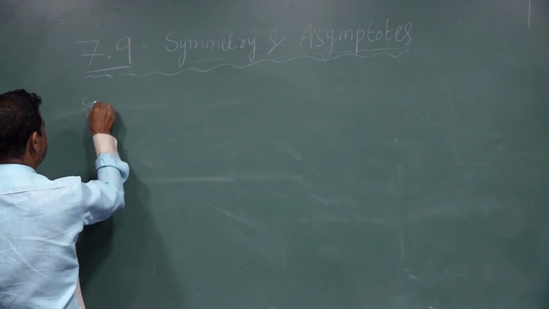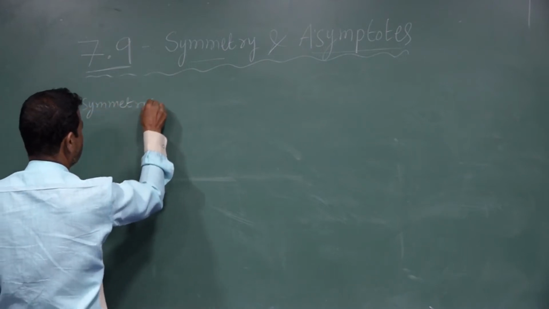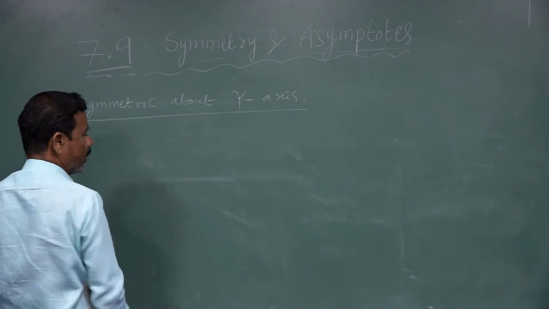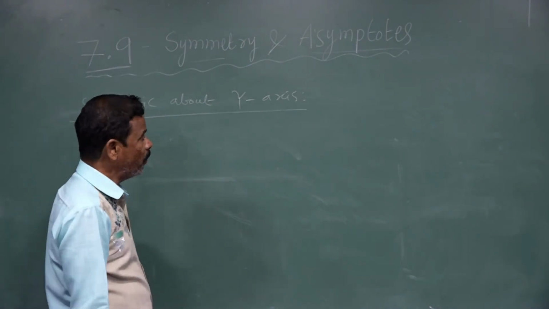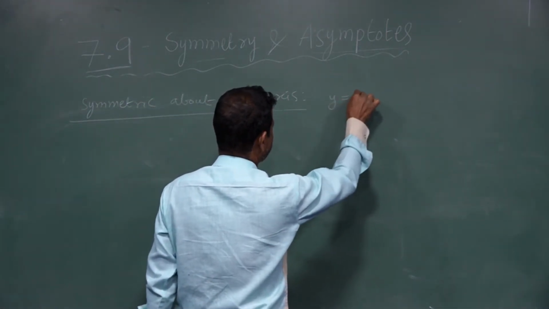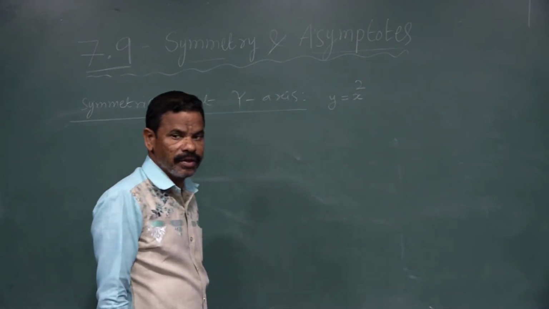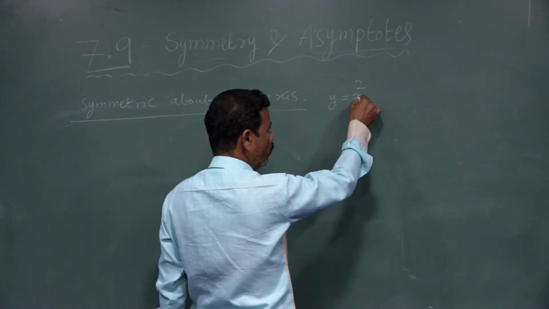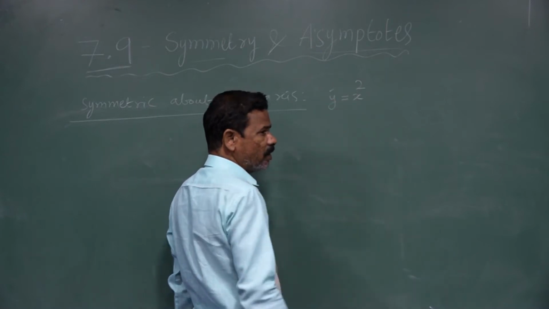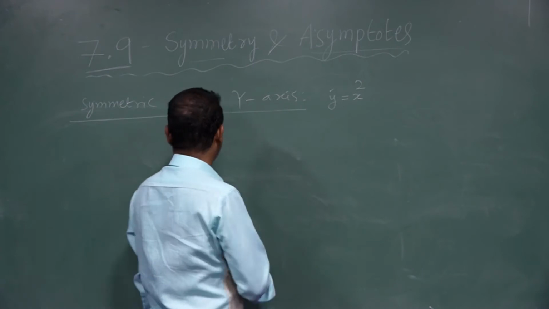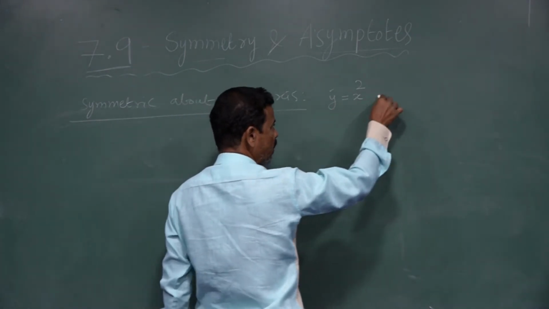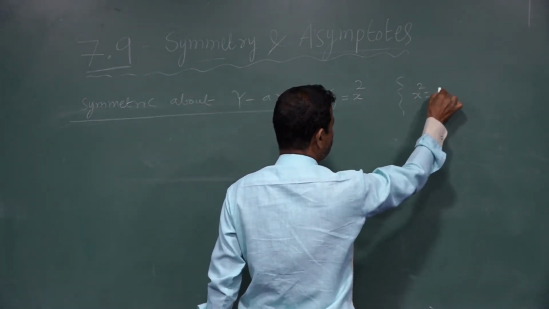Second, symmetric about y-axis. What equation satisfies this? y is equal to x square. Consider this equation. Here, instead of x, put plus x or minus x; there is no change in the function. That's why the y-axis is the axis of symmetry. So the topic is symmetric about y-axis. This equation can again be written as x square is equal to y.